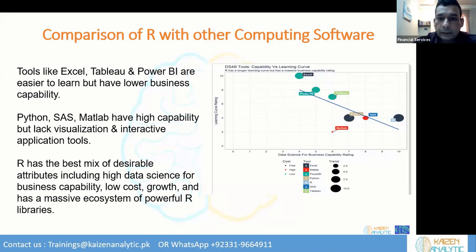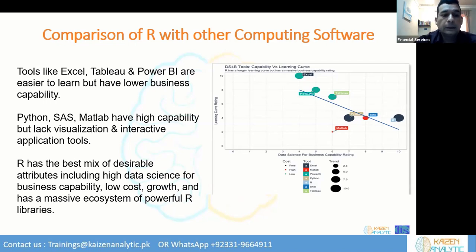Now, a comparison of R with other computing software such as Excel, Power BI, Tableau, MATLAB, etc. If you compare on a scale of data size for business capabilities on the x-axis and learning curve rating on the y-axis, you will see that R has the highest business capability, because tools like Excel, Tableau, and Power BI are easier to learn, but have lower business capability. In the same way, Python, SAS, and MATLAB have high capability, but they lack visualization and interactive application tools.